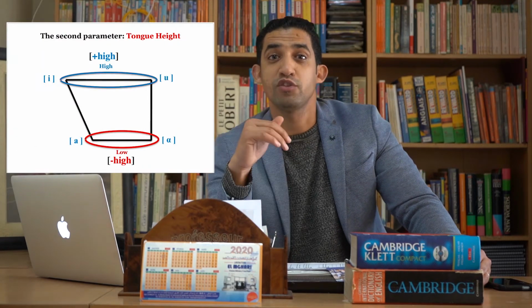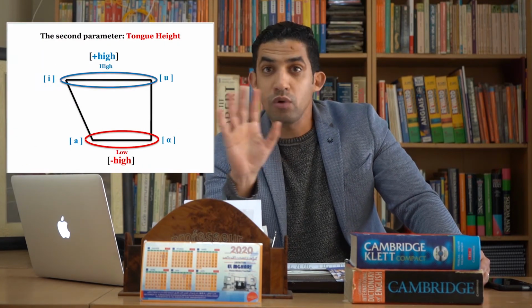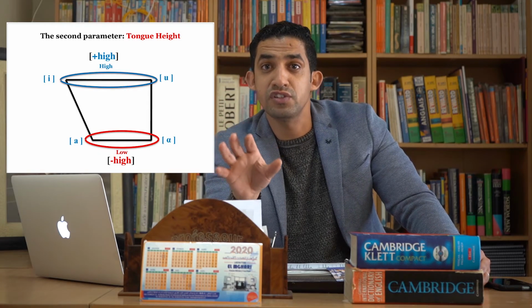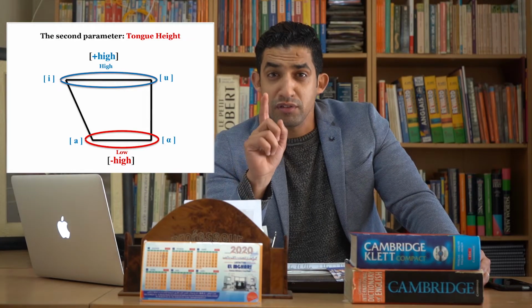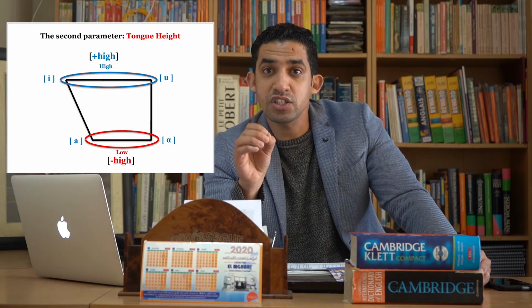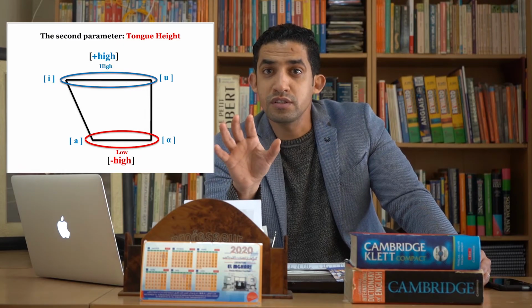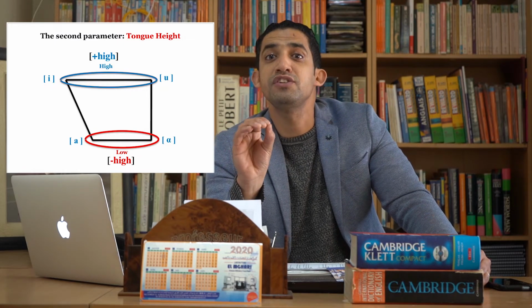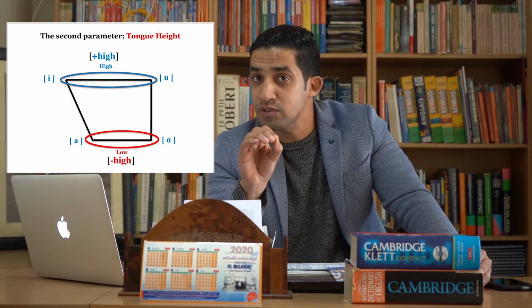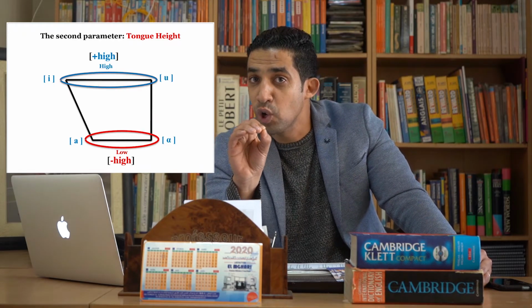Also, vowels found somewhere in the upper side of the Cardinal Chart are all to be considered high vowels. Hence, we give them the feature plus high. But vowels found somewhere in the bottom side of the Cardinal Chart are all to be considered low vowels. So we give them the feature minus high. So plus high for high vowels and minus high for low vowels.